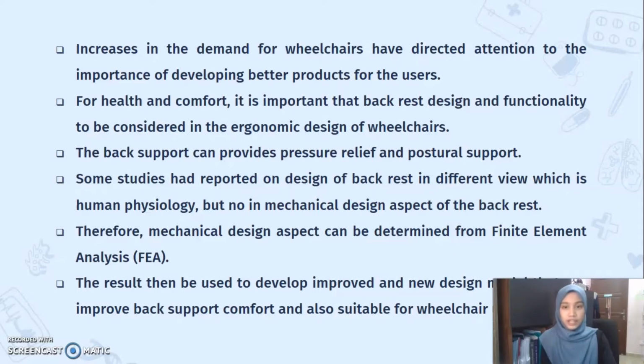The support can provide pressure relief and postural support. Some studies have reported on the design of backrests from a different view, which is human physiology, but not the mechanical design aspect of the backrest. That's why, from the finite element analysis, the mechanical design aspect will be determined. The result will then be used to develop an improved, new design model that can improve back support comfort and is also suitable for wheelchair users.